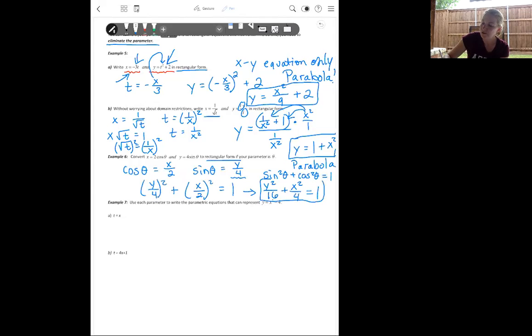Uh-oh. Do you recognize what that equation looks like? That would be an ellipse. Woohoo! Conic sections are back.